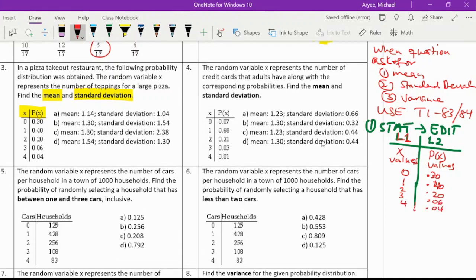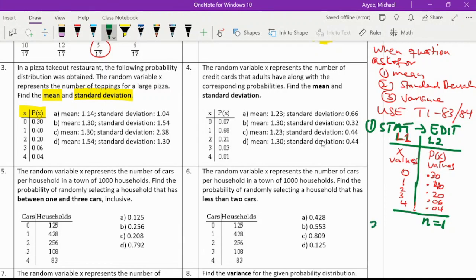Okay. Now, if this is a probability distribution, like they told us, then your sum should give you 1. When you add the probabilities, you should get 1. The sum of probabilities is always equal to 1.